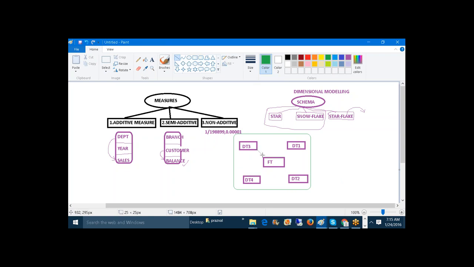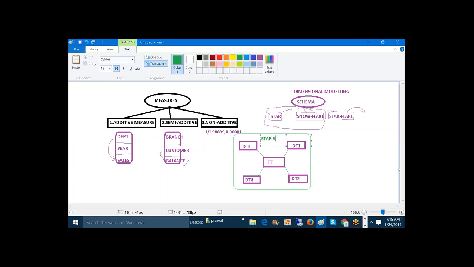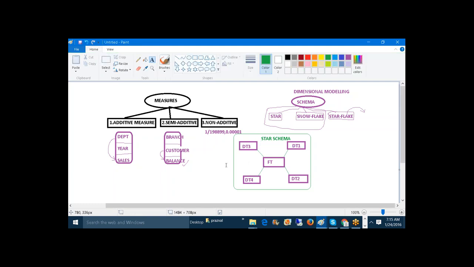This kind of arrangement is known as a star schema. If the dimension tables are directly attached to the fact table, this arrangement is known as the star schema. So basically, a star schema means all the dimension tables are directly attached to the fact, and the fact is located at the center.